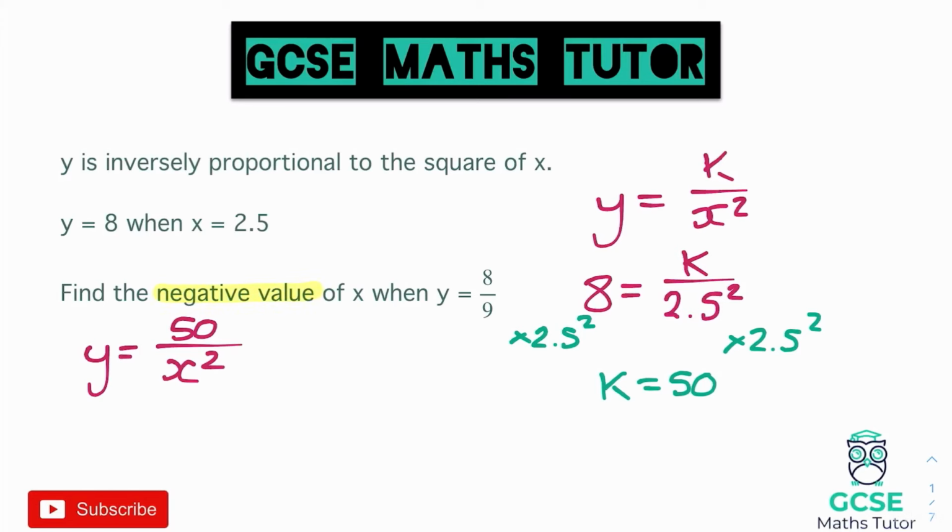Now, okay, let's put 8 over 9 into our little equation here. So we have 8 over 9, which is equal to 50 divided by x squared. And there's a few different ways that we could look at this. The best way that we can do this now is to rearrange it. And if we rearrange this, so first of all, let's times both sides by x squared, and we would end up with 8/9 x squared is equal to 50.